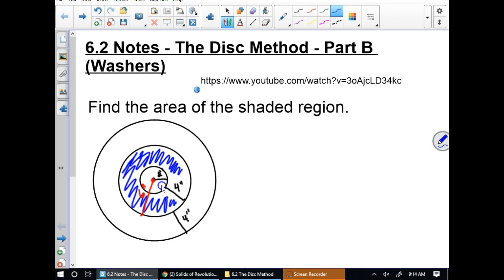So we'll say pi times 6 squared minus pi times 2 squared. And so that'd be 36 pi minus 4 pi. So we'd get 32 pi overall.